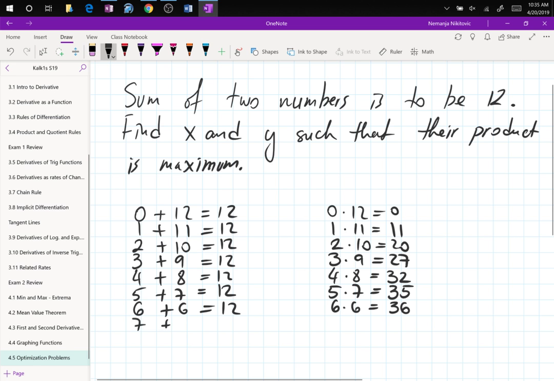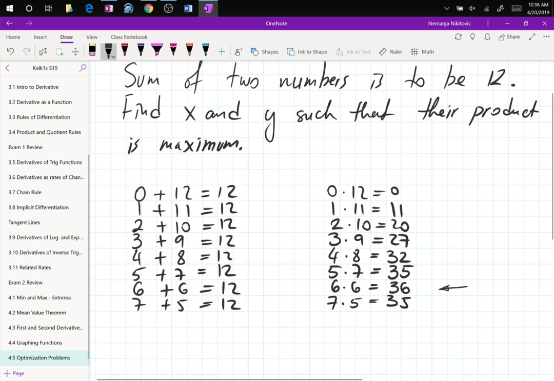Now we have 7 plus 5, also 12, and now we see that it starts going down. It's 35. So by guess and check, we found that if we use x equals y equals 6, we would have a maximum product, right? Because as I keep going, it's going to start decreasing again until I reach 12 plus 0 is 12, and then the product is 0 again. So we were able to discover it using the guess and check method. Now obviously when the numbers are much larger, good luck with that, right?